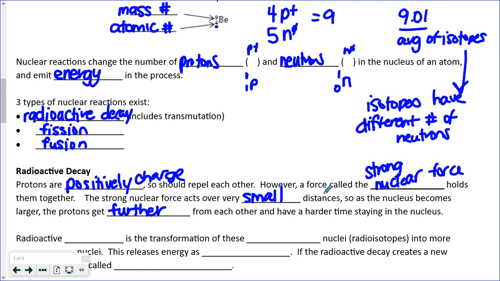So as the nucleus becomes larger, the protons get further from each other and have a harder time staying in the nucleus. So we're not talking about little things like lithium and beryllium. We're talking about big things like uranium and some of the other things that we'll look at. Lead is another one that we'll look at in a bit. So radioactive decay.